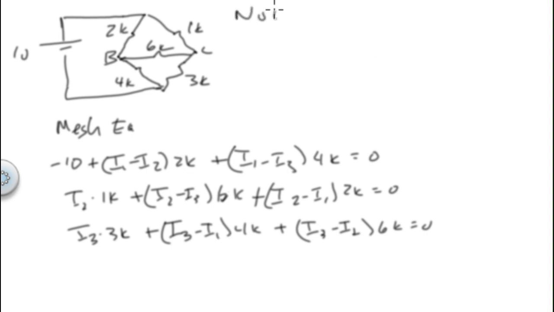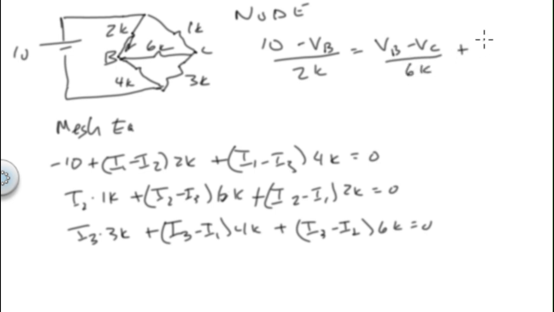Nodal equations, you come in here and you say, okay, now what would be my, this is 10 volts, so the current coming down this row is 10 minus VB over 2K. What's the current going out? It's (VB minus VC) over 6K plus VB over 4K. Everybody see that? (VB minus 0) over 4K. That's one node equation. What's your other node equation?